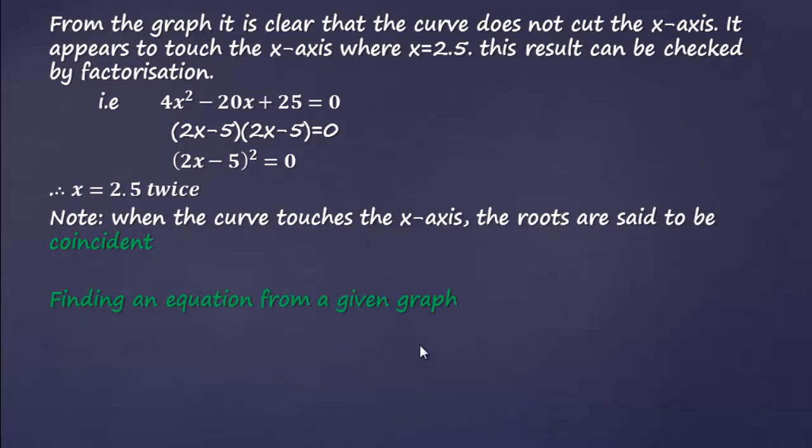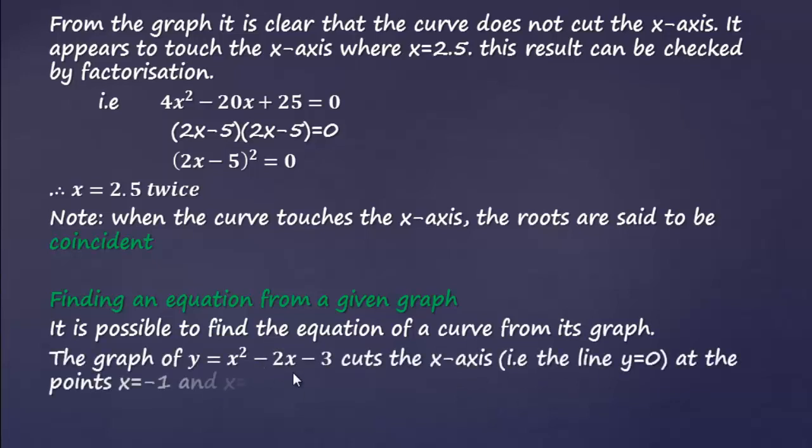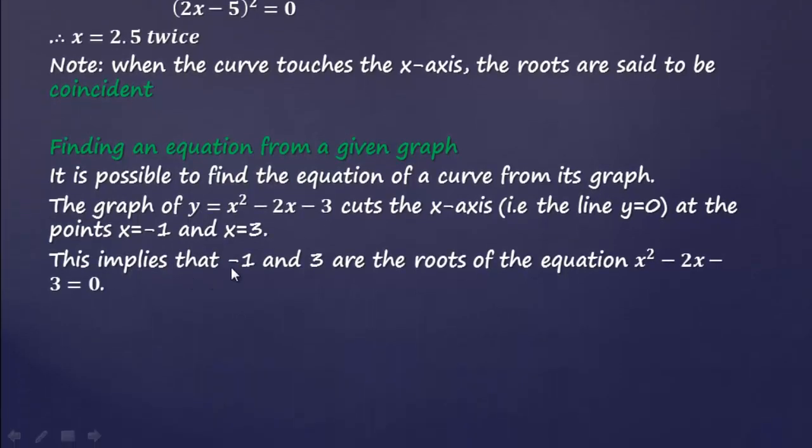Find an equation from a given graph. Now it is possible to find the equation of a curve from its graph. The graph of y equals x squared minus 2x minus 3 cuts the x-axis, the line y equals 0, at the points x equals minus 1 and x equals plus 3. So you draw it. Then this implies that minus 1 and 3 are the roots of the equation.